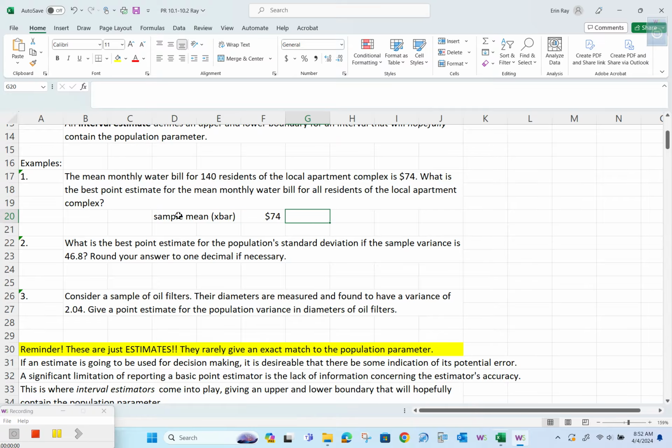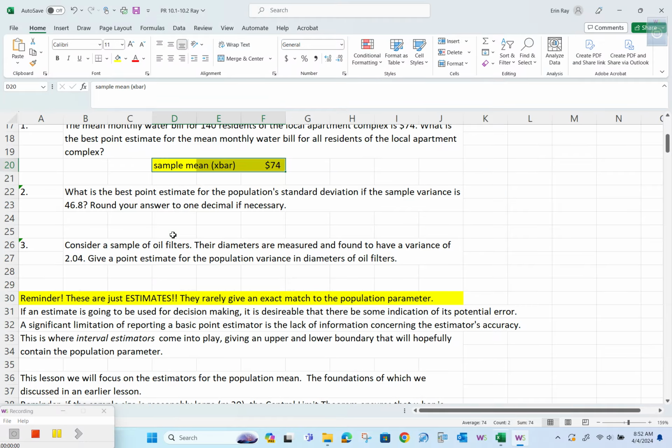Then it says, what is the best point estimate for the mean monthly water bill for all residents? So the point estimate is always the sample statistic used to predict what the population parameter would be. So it gave us the sample mean. That is the point estimate for the population mean, which is what they wanted. So that is it for these ones. They're not always going to be perfectly given to you.